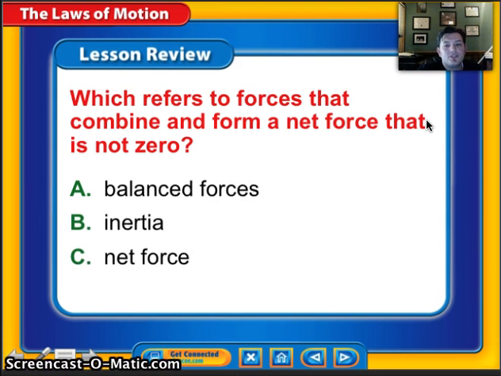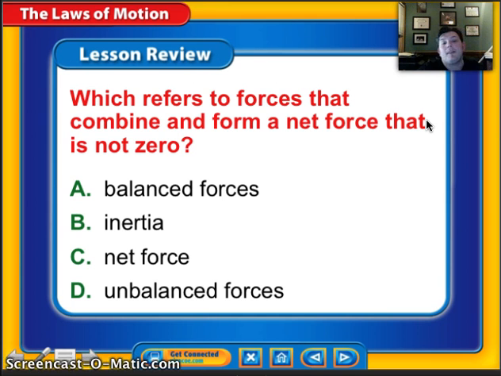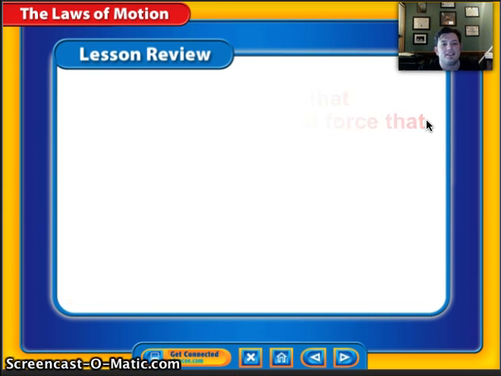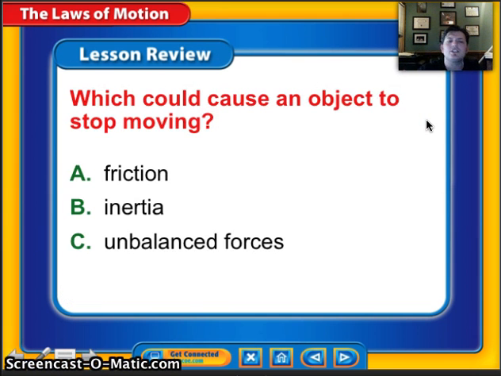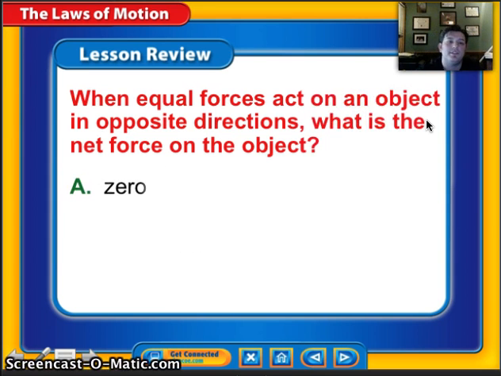Now, I want you to try to think what would be the right answer. Which refers to forces that combine and form a net force that is not zero? Pause, think about it. Which one do you think it is? If you said unbalanced forces, you are correct. Next practice question. Which could cause an object to stop moving? Friction can stop things. Inertia just keeps you wanting to keep going. Unbalanced forces, again, causes you to move. And velocity is you actually moving.